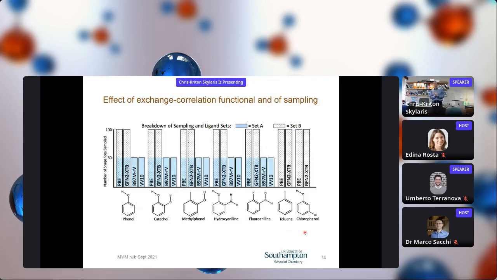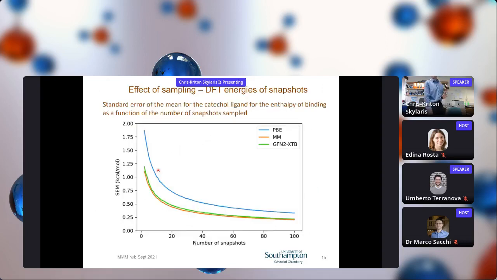So what we have done here is to try a number of ligands that you can see here. And we have tried a number of methods that you can see here, described by the names PBE, VV10, and so on. And we have added 50 snapshots with different methods for most of the ligands, or 100 snapshots with a subset of the methods. So first, we looked at sampling, and then we compared the different methods once we determined that we have sampled enough snapshots. So here is the effect of the sampling.